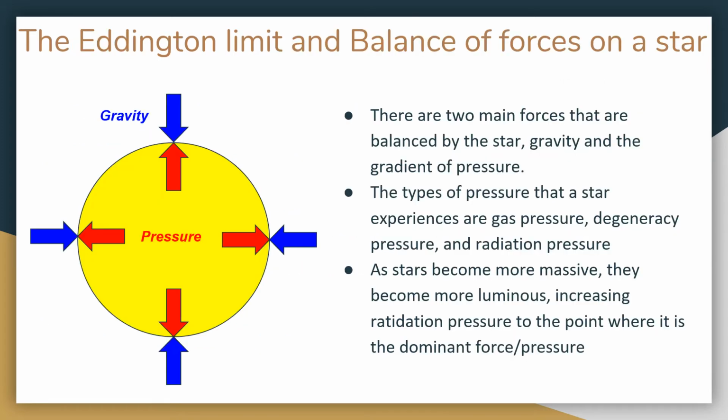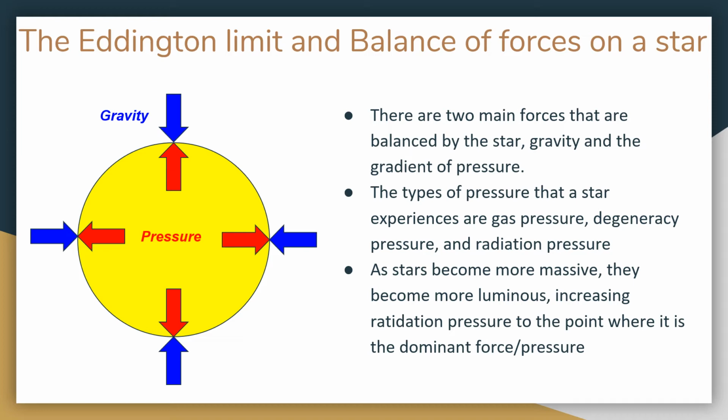There are two main forces that are balanced by a star: gravity and the gradient of pressure. The gravitational force is dependent on the mass of the star, and there are different types of pressures that stars experience, mainly gas pressure, degeneracy pressure, and radiation pressure. The main type of pressure that stars like our sun experience is gas pressure, as radiation and degeneracy pressure are very small in stars the mass and size of our sun.